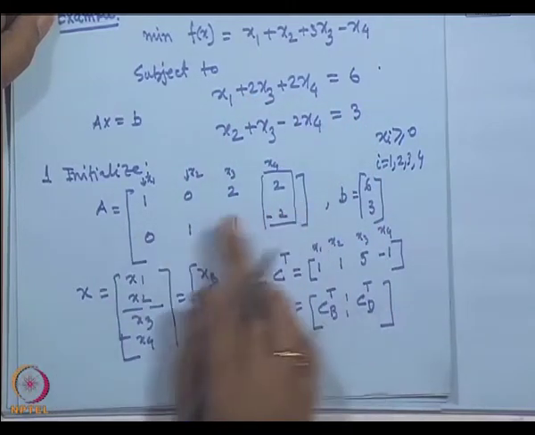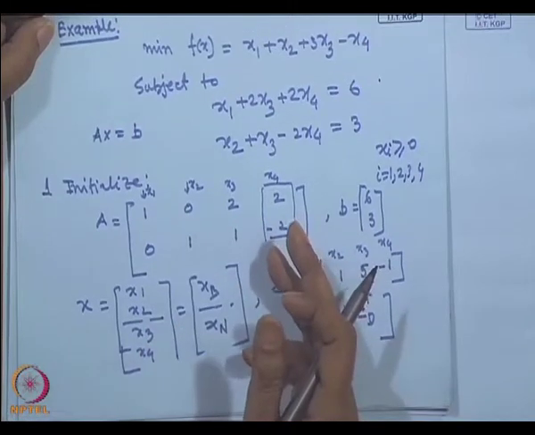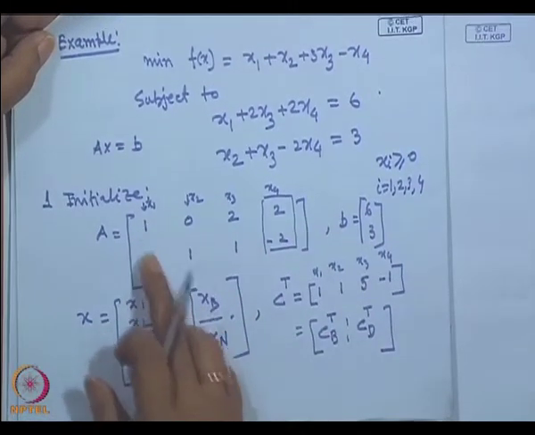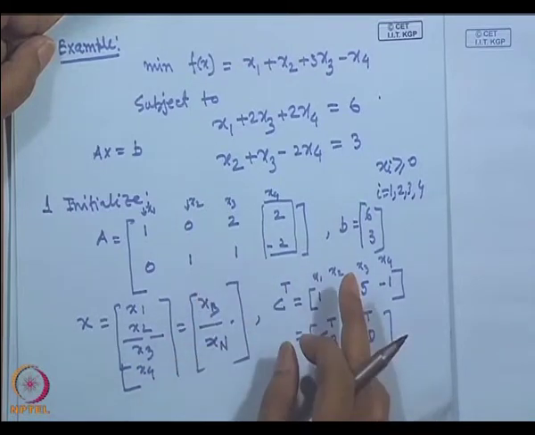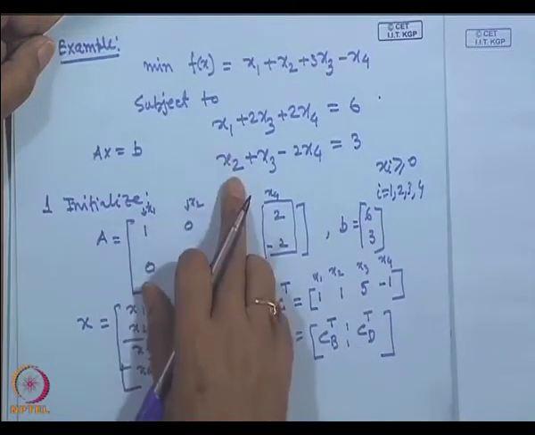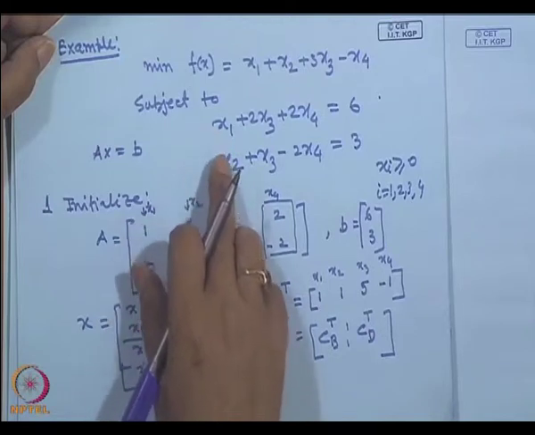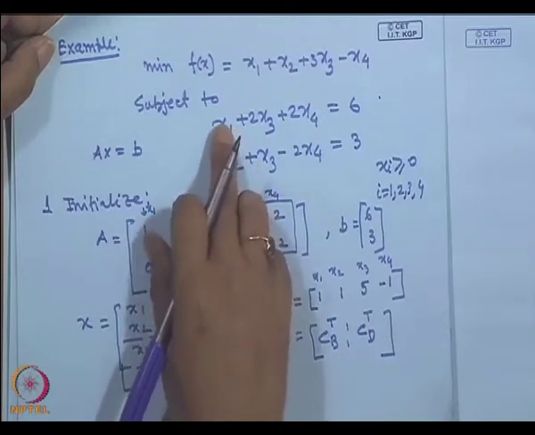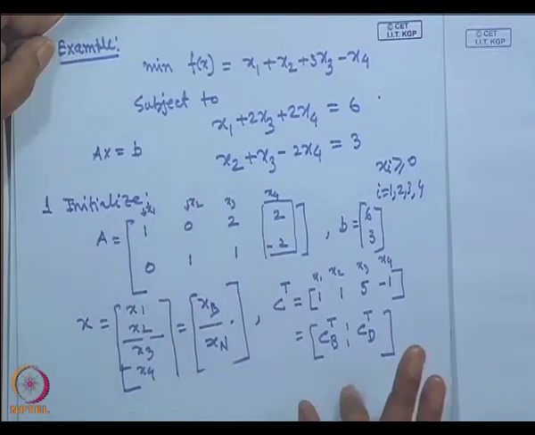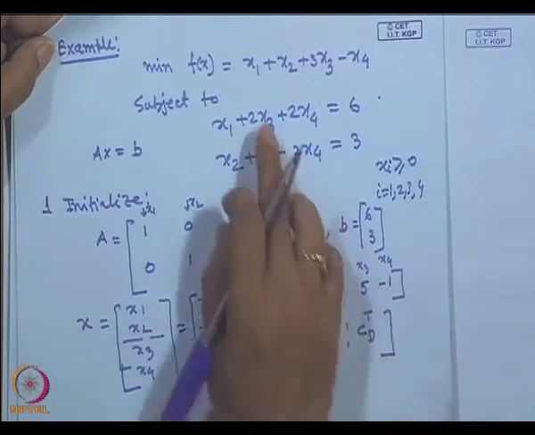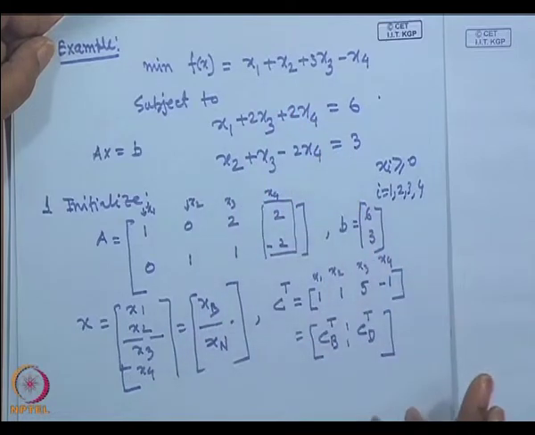So, we have to choose which are the basic variables and which are the non-basic variables. These two equations are already in canonical form. So, x1, x2 I can consider as basic variables, and x3 and x4 are non-basic variables. So, we partition x1, x2 and x3, x4.